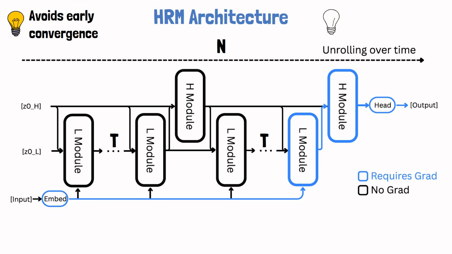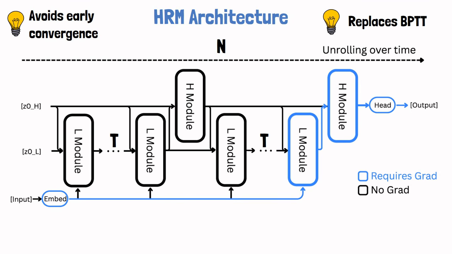Training hierarchical reasoning models is also different from training standard recurrent models. Normally, recurrent models are trained using backpropagation through time, or BPTT. In backpropagation through time, the loss is backpropagated through every single step, which requires huge memory and often becomes unstable when the reasoning chain is long. HRM avoids this problem by using a one-step gradient approximation.